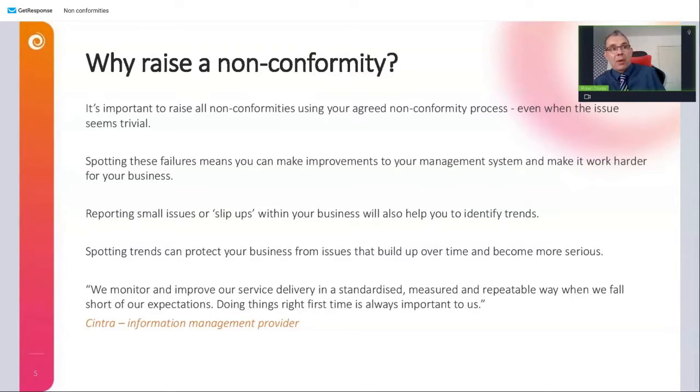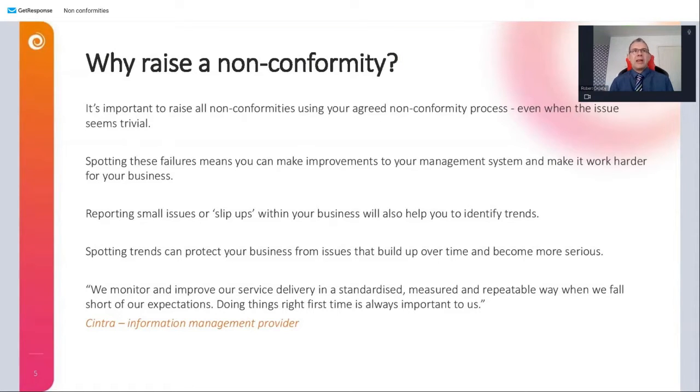that they monitor and improve their service delivery activities in a standardized, measured and repeatable way. And when their service delivery expectations fall short, or they do get customer complaints, they're in a position where they can investigate those, and they've got a method for following that through to completion. Hopefully, again, trying to get things right so it prevents us from doing extra work.